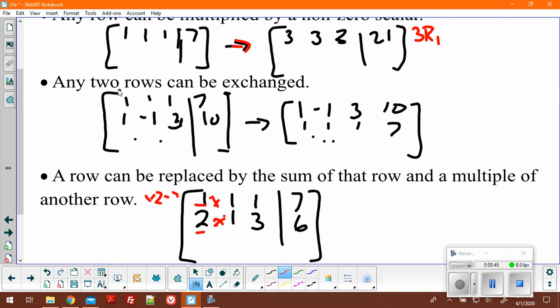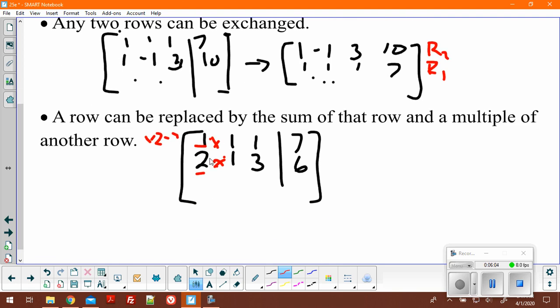And rows can be exchanged. So what I would write here is that this used to be in row 2, and this used to be row 1. That was the switch I made. If I look at my previous matrix, yeah, that was row 1 over here. Look at my previous matrix, that's row 2.